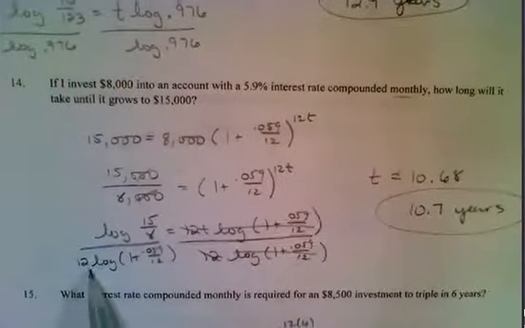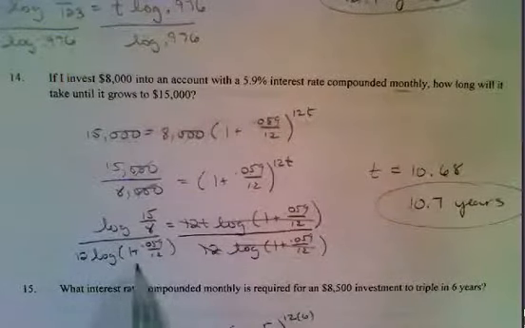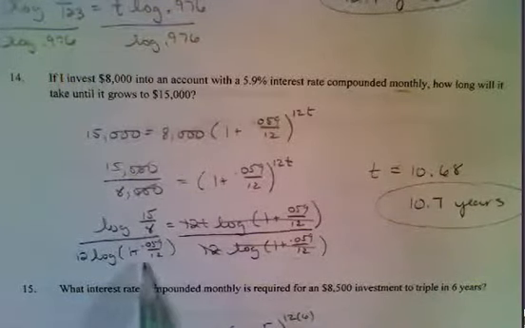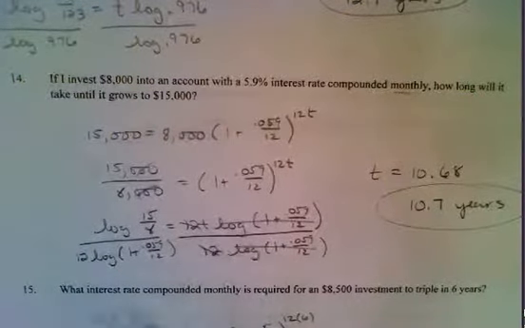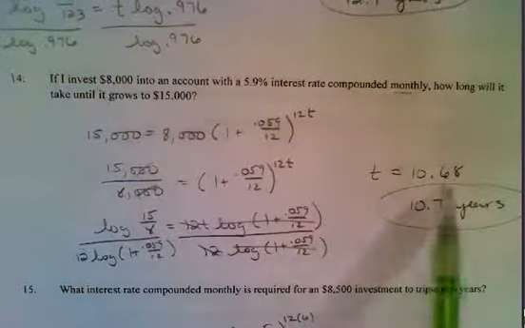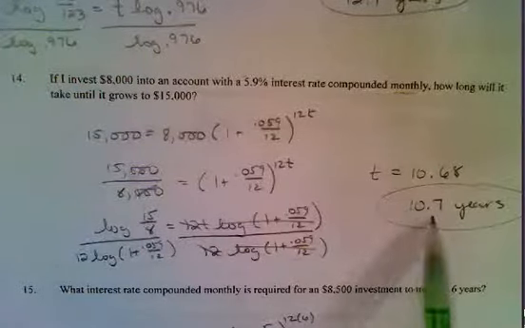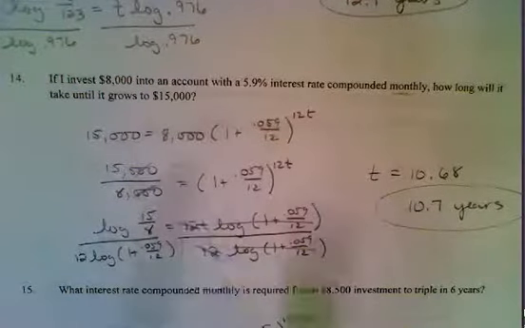When I put this in my calculator, I take the log of 15/8, hit enter, I divide by 12, hit enter, and then I divide by the log. So I do it in steps. I got t is 10.68, so I rounded that to 10.7 years. So that's the compound interest formula.